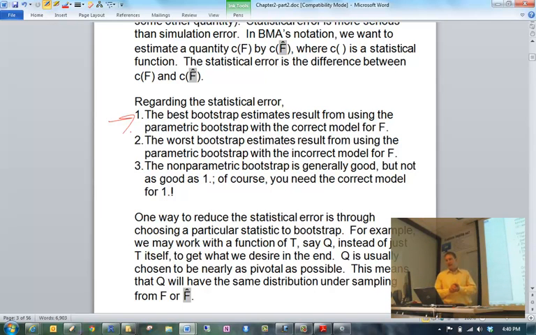Well, great. And so you might be thinking, geez, I'm going to use a parametric bootstrap from now on. Well, the worst bootstrap estimates result from using the parametric bootstrap with the incorrect model for f. Of course, you're left with the question always in the back of your mind whenever you do a parametric bootstrap: is my version of f correct or not? So what you're left with then is the non-parametric bootstrap, and that will generally be good. Not as good as using the parametric bootstrap with the correct f, but generally it will be good.